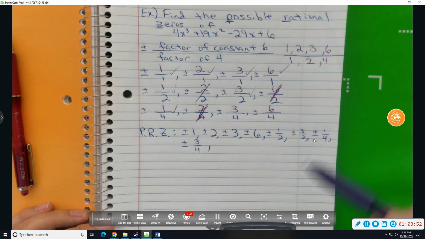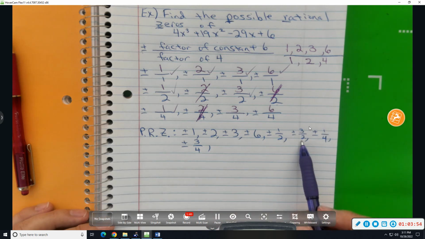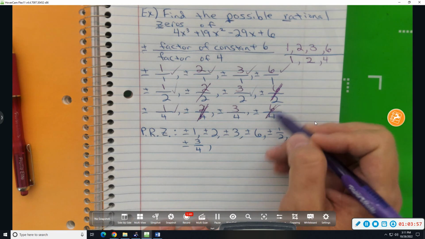3 over 2. Isn't that the one we... No, isn't that right there? I think we don't need that one.